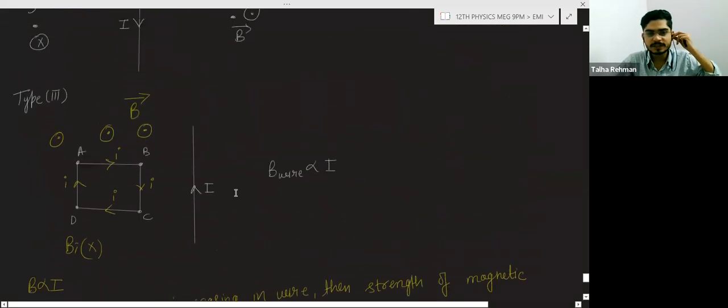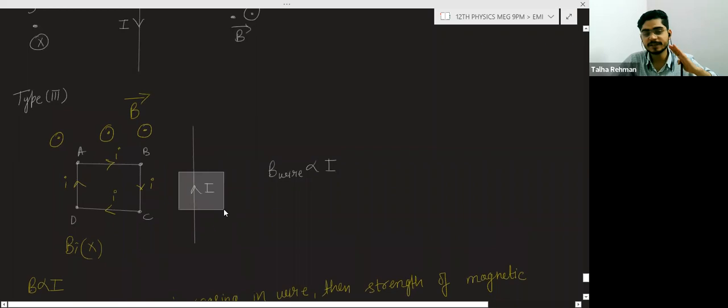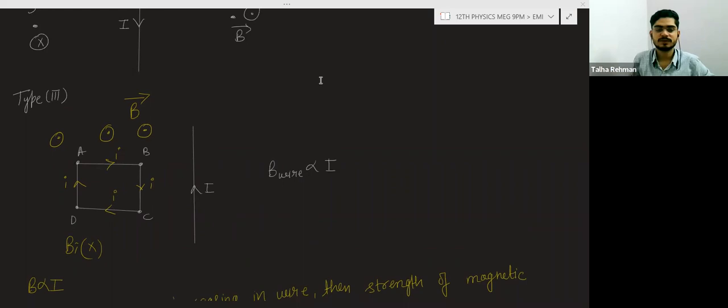Suppose the current is decreasing in this wire. Nida, tell me what will be the direction of the induced current. Earlier the current was increasing, now the current is decreasing. Tell me the direction of the induced current in this coil ABCD. Very good, anti-clockwise. You can just use common sense.